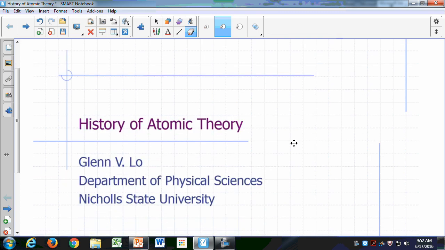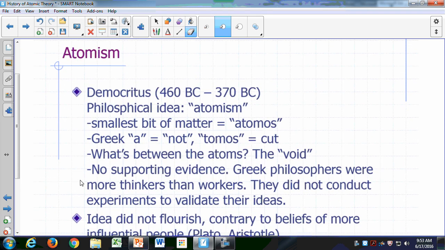In this lesson, we're going to talk about the historical development of the atomic theory. And the idea that matter is made up of atoms started with the Greeks. Democritus, who lived between 460 and 370 BC, proposed the idea known as atomism.